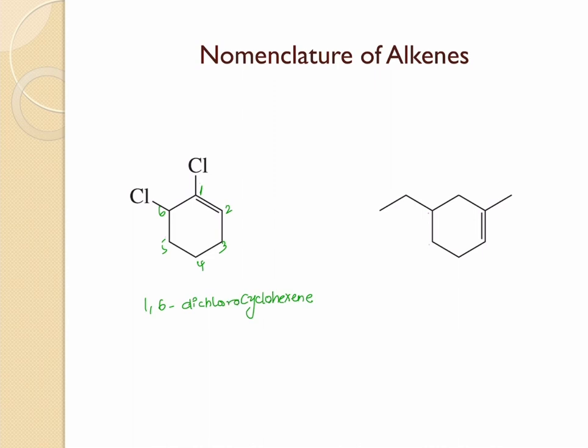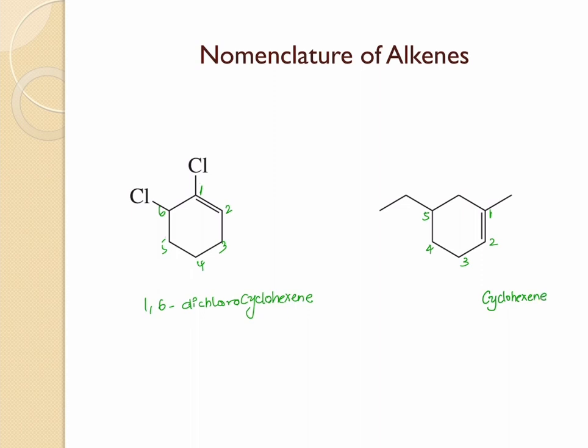Let's go on to the next one. Now, you have a double bond and you also have a substituent on one of the carbons. So by default, you are going to choose this to be number 1, and you have to pass through the double bond to get to the substituents in the ring. So you have to by default go in this direction. So this is also going to be cyclohexene.